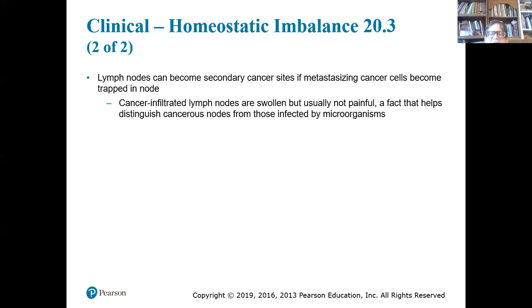Lymph nodes can become secondary cancer sites if a cancer metastasizes. Like if you have this cancer and it spreads to somewhere else in the body, the way it's going to spread may be the lymphatic system. And if it does, that's really bad, because if it becomes a secondary site, in other words, if you form a tumor in that lymphatic system, it's going to send off pieces to all over the body through the lymphatic system.